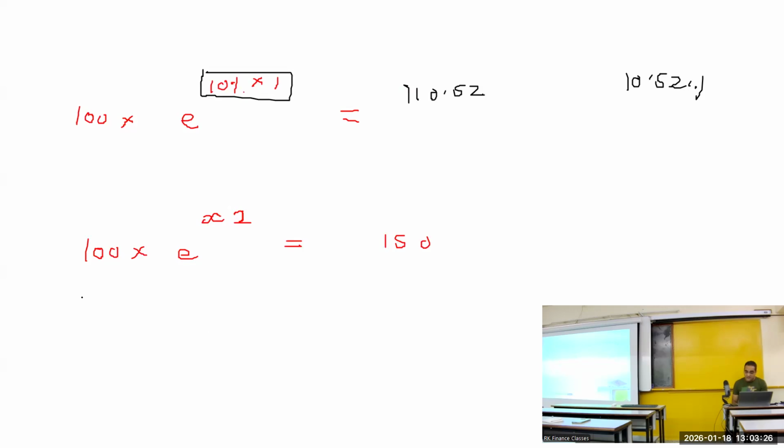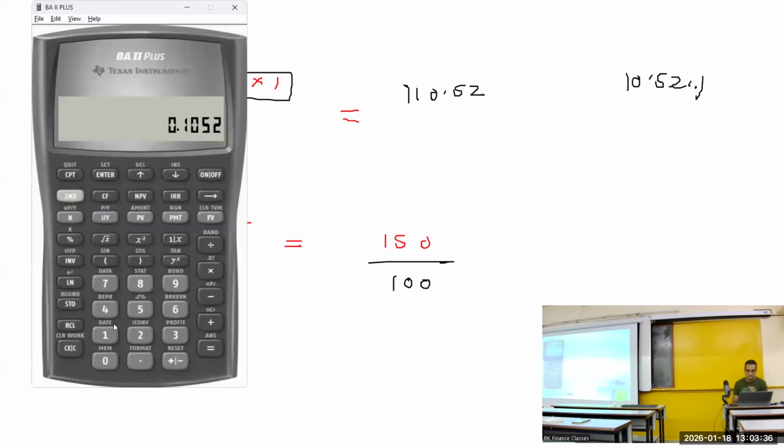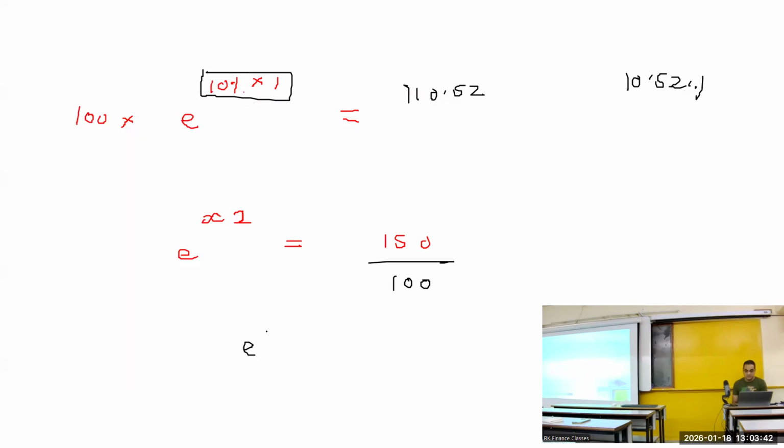Second, how to solve this? First take the 100 to the other side. So this into 100 will become divided by 100. You do that 150 upon 100. So that becomes 1.50.